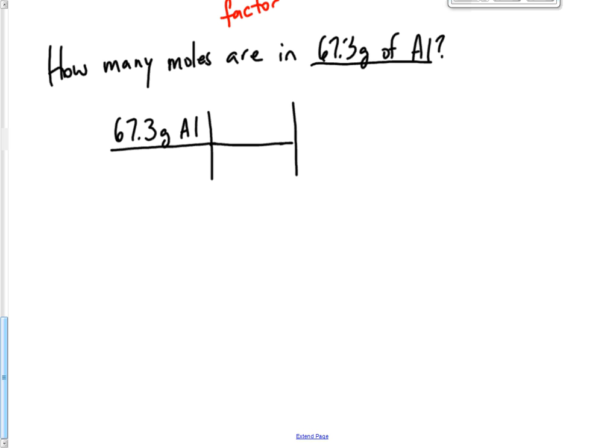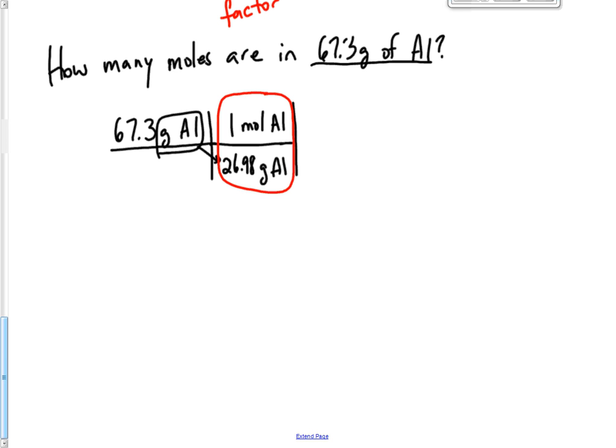Remember, the very first thing you should do is put this unit, whatever this unit is, directly on the bottom. So grams of aluminum, and that is going to give us 1 mole of aluminum. So again, this is our conversion factor that we're looking for. We look at our periodic table, and we have 26.98 grams of aluminum equals 1 mole of aluminum.